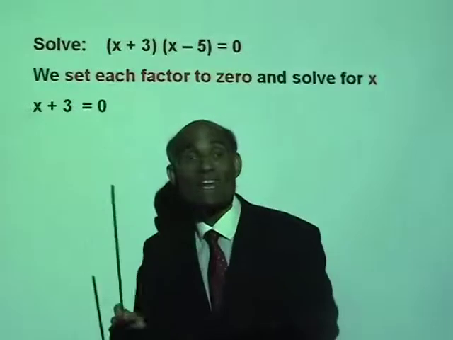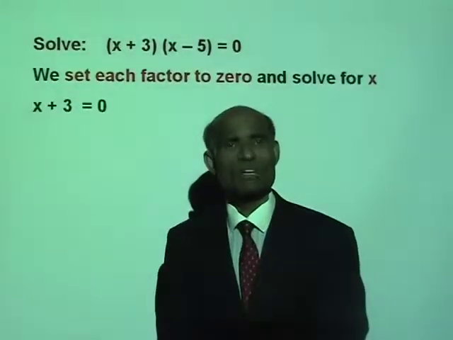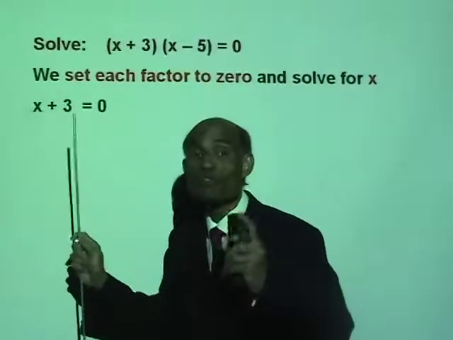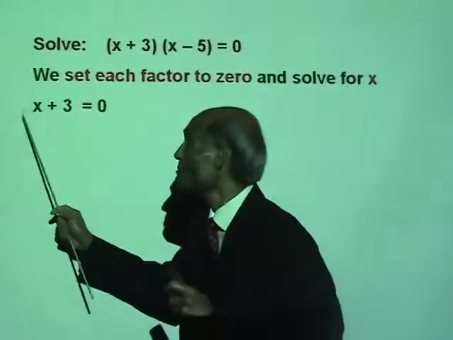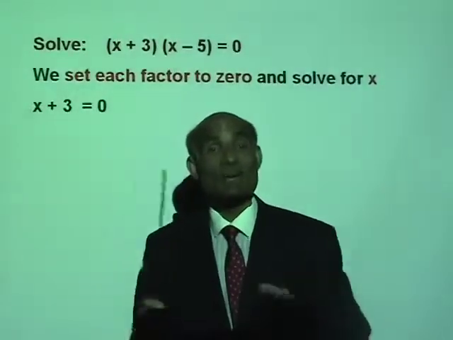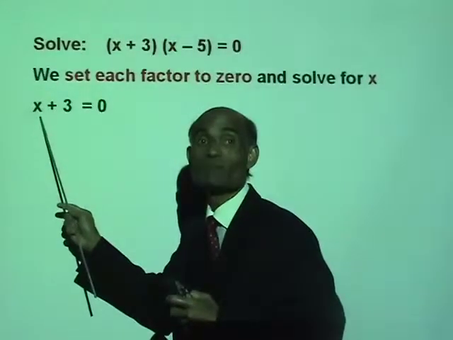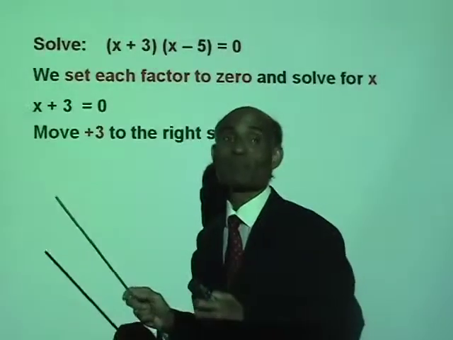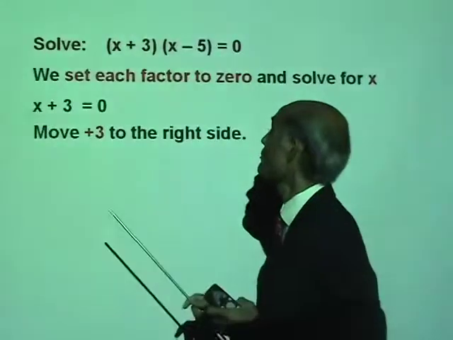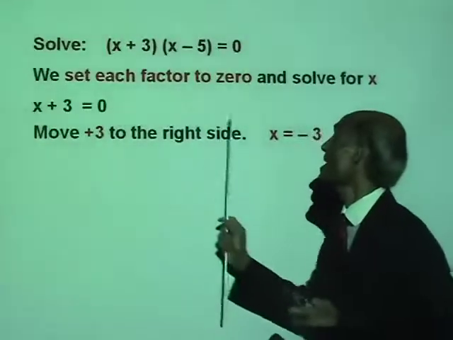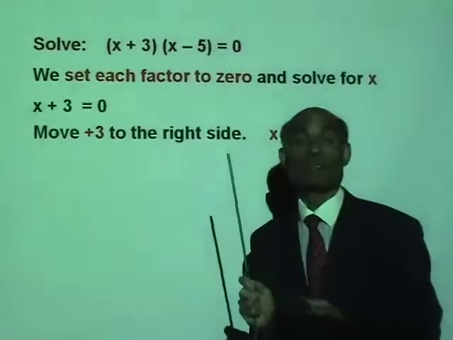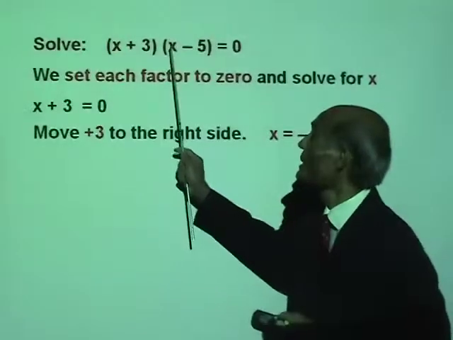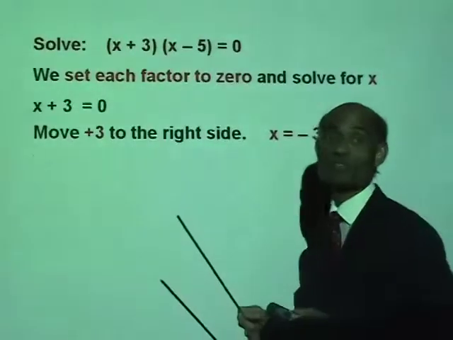Now, this is a linear equation. What is a linear equation? A linear equation is an equation that contains the first power of x. x plus 3 equals 0 is a linear equation. How do you solve for x? Move the positive 3 from left to right, and we get x equals negative 3. That is one solution.